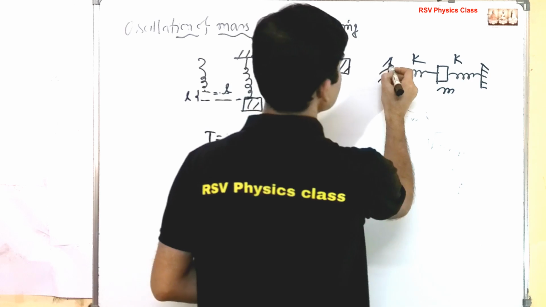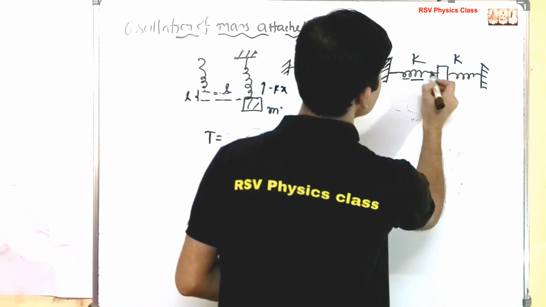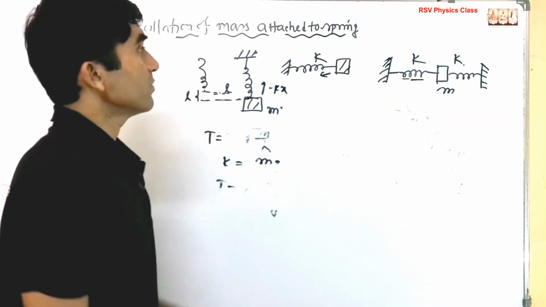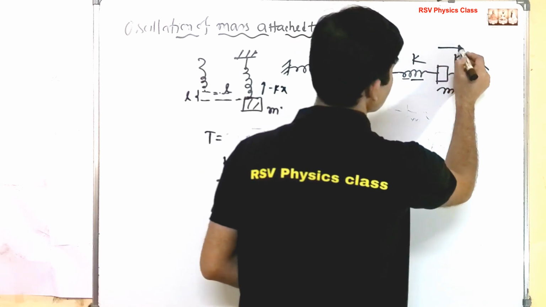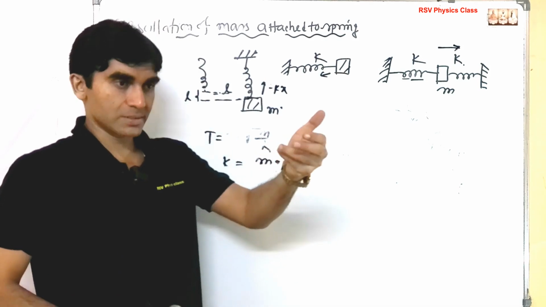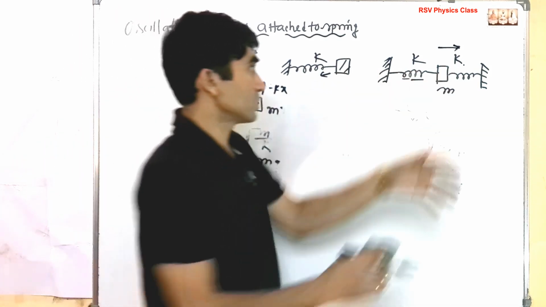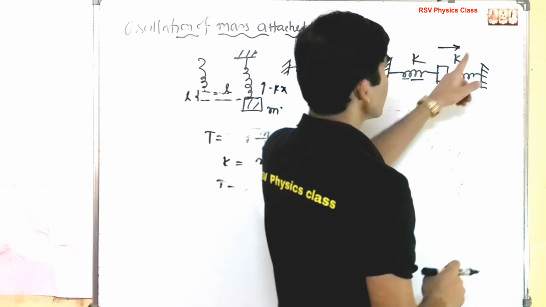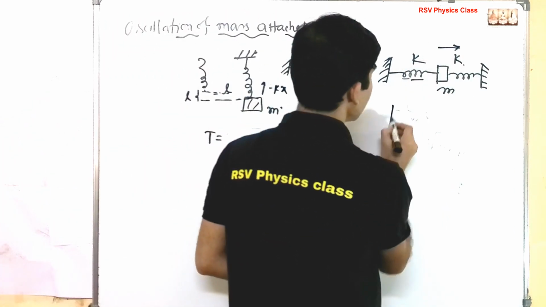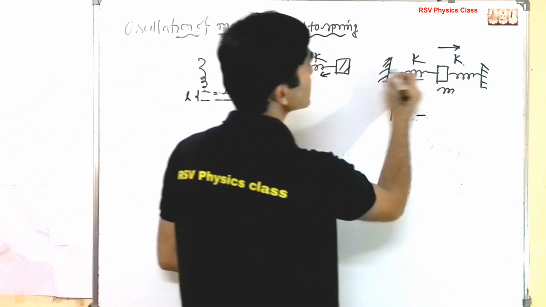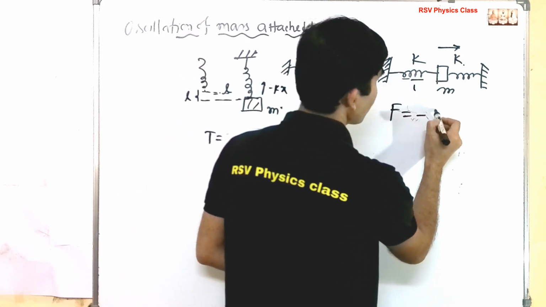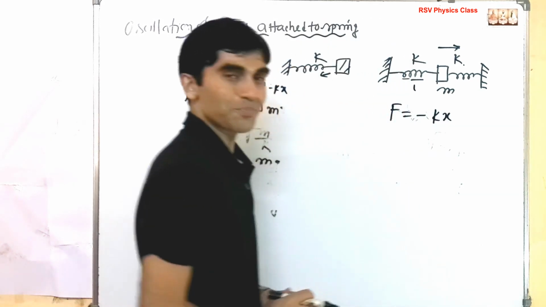Here this is the residual, and there is a mass with spring constant k on this side and spring constant k on this side. Now if you just stretch, just pull the mass in this direction, then what will happen? The restoring force due to this spring will be minus kx.